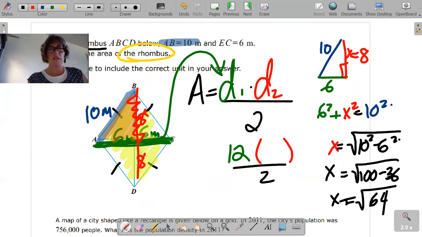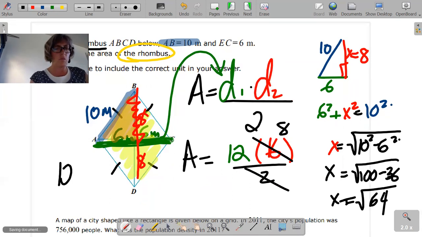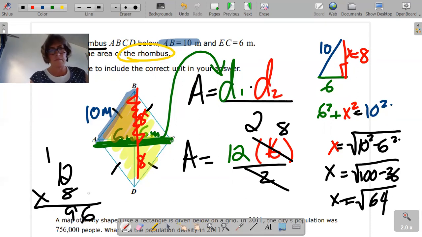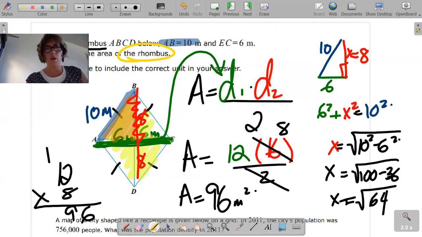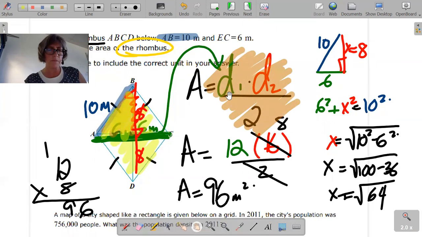That's 8. That's 8, which means now we have 16. Total area here. You can take the 12 or the 16, it doesn't matter. I'm going to take the 16, 8. So we do 12 times 8 in the margin here: 96 meters squared. So the trick to this problem is knowing that an area is diagonal times diagonal over 2, and knowing that you're going to have to use the Pythagorean theorem at some point to find a portion of those diagonals.